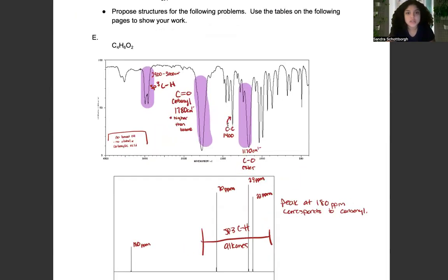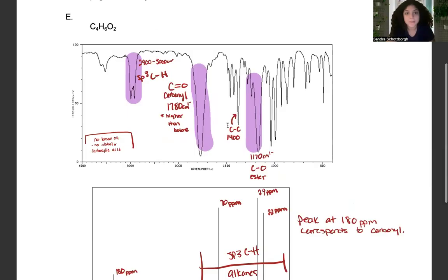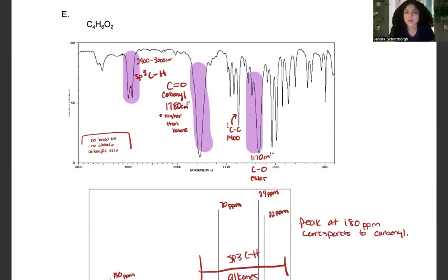So we're initially going to take a look at the IR spectra. We can see that at or between 2900 and 3000, there is an sp3 C to H bond. We can also see that there is a carbonyl, or C double bonded to oxygen, at 1780, which is higher than where we would see a ketone stretch. So we know that this is definitely not going to be a ketone. Additionally, moving on, we can see that there is a carbon-carbon bond at 1400 and a carbon-oxygen bond at 1170, which refers to an ester.